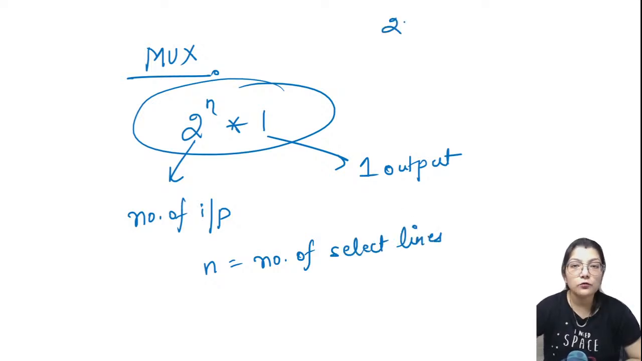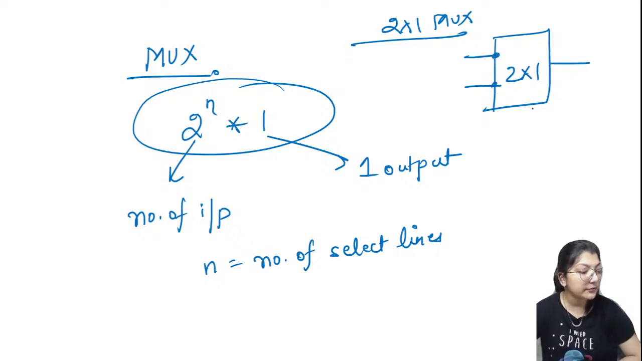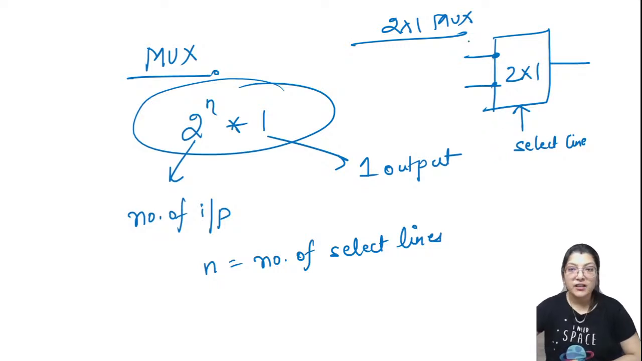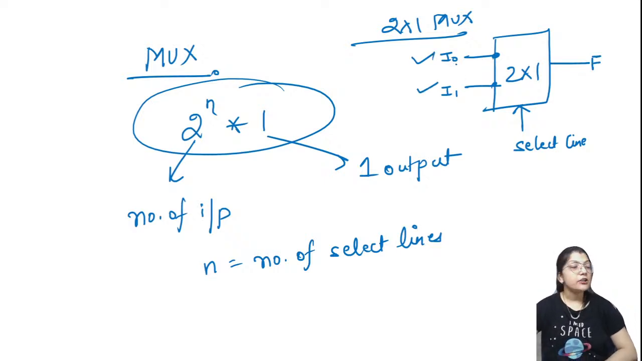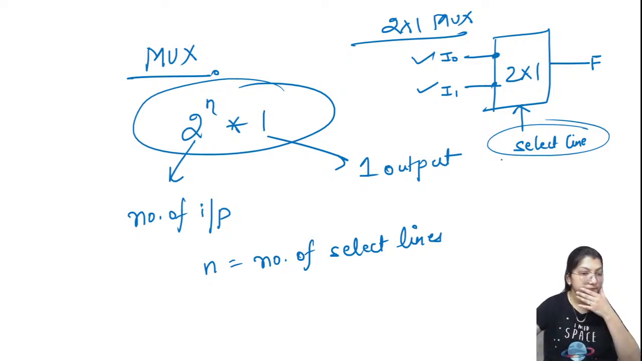So if I have a 2 cross 1 mux, this is my 2 cross 1 mux जिसमें there are 2 inputs and 1 output, and which input will be high and which input will be low, that will be selected or chosen by this select line. Yes or no? This is the concept of mux. यही होता है कि ये आपका input 0 है, this is your input 1 and this is your output, and which input will be high and which input will be low will be selected by this select line. Yes or no?